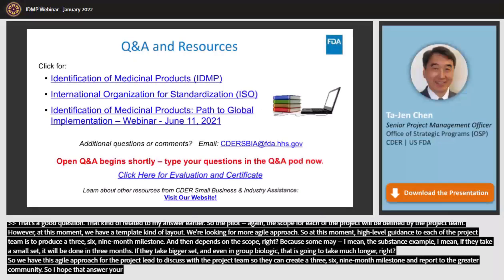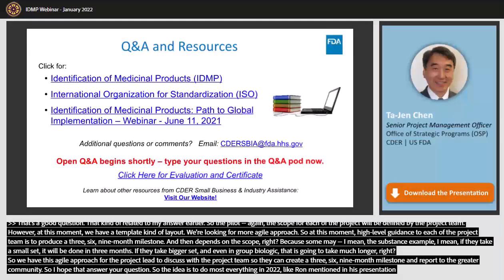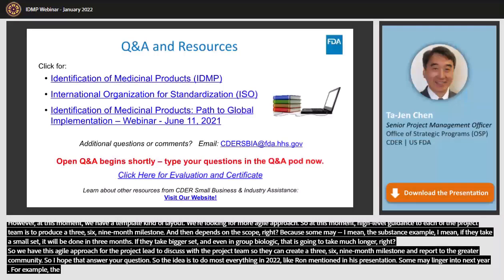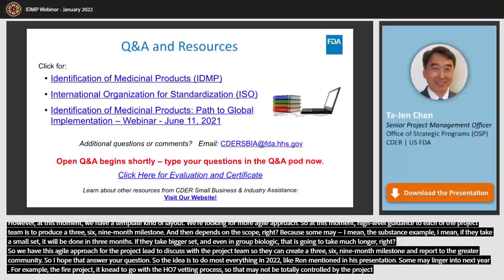So the idea is to do most of the things in 2022, like Ron mentioned in his presentation. Some may linger into next year. For example, the FHIR project needs to go through the HL7 vetting process. So that may not be totally controlled by the project team, and it can drag on longer than we expected. Thank you.